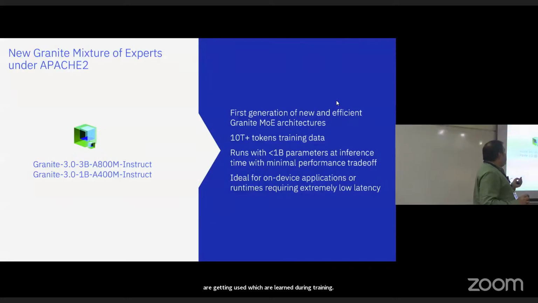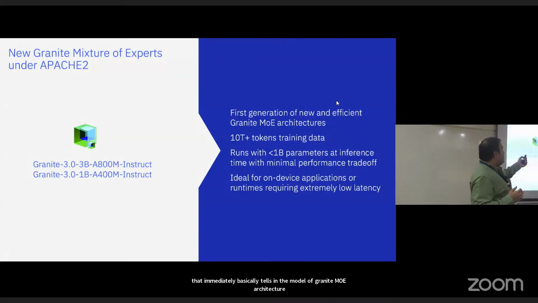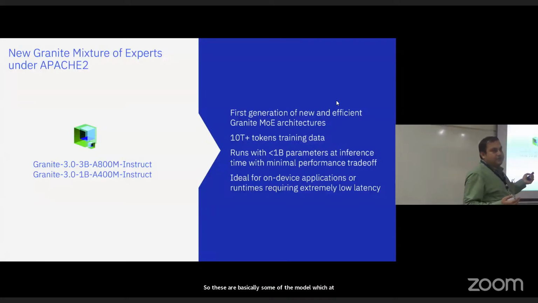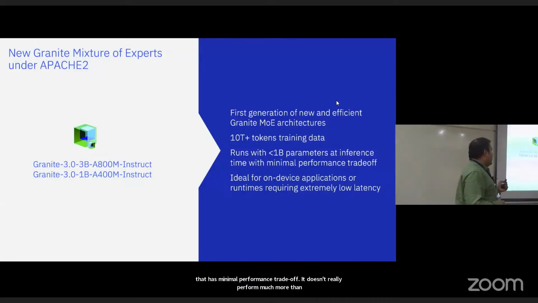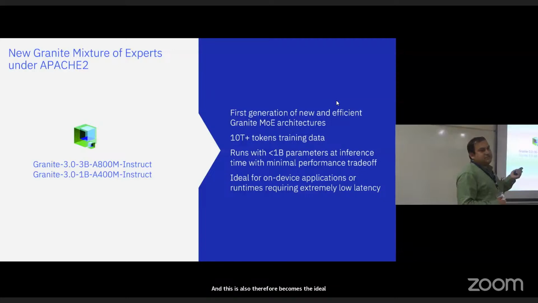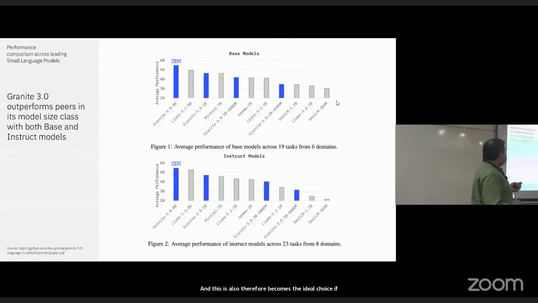And that immediately applies to the Granite MOE architecture. These are models which at runtime can even operate at less than 1B parameters, and that has minimal performance trade-off. It doesn't really perform much worse than the full model, which does not have MOE. Therefore it becomes the ideal choice if you're trying to drive on-device or on-prem applications.